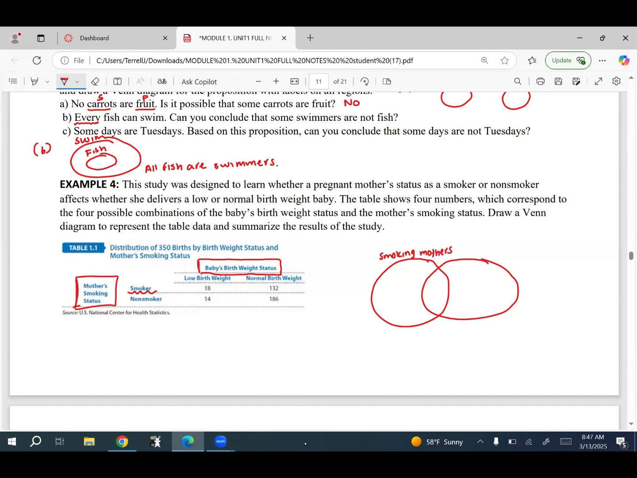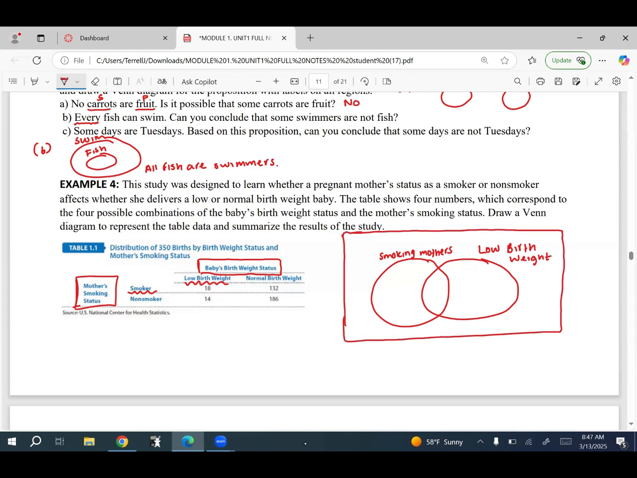And then again, from the birth weight set, you also want to select one, either low birth weight or normal birth weight. So let's say I picked low birth weight, and that would be my other set. You want to pick one of each. Now let's go ahead and see what we can fill in. Before we do that, you also draw a rectangle outside of your Venn diagram, encompassing your Venn diagram, and we'll talk about what that means in a minute. So now, based on this, let's fill in the information.